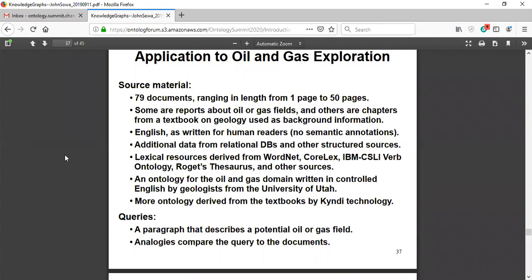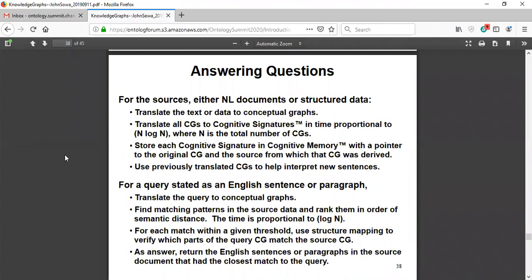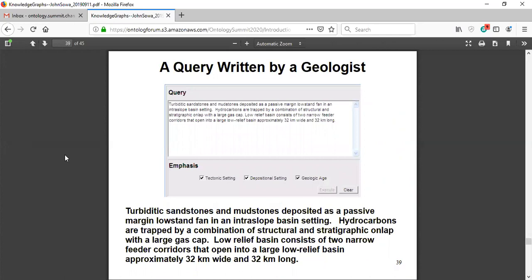Well, let's give some examples of how this would work. Here's a query written by a geologist, on slide 39. Now, this is not a typical ordinary English query. This is what a geologist is saying. Turbiditic sandstones and mudstones deposited as a passive margin low stand fan in an intraslope basin setting. Hydrocarbons are trapped by a combination of structural and stratigraphic onlap with a large gas cap. Low relief basin consists of two narrow feeder corridors that open into a large low relief basin, approximately 32 kilometers wide and 32 kilometers long.